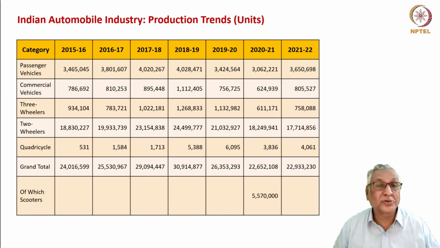As by now you know, the Indian automobile industry is one of the largest industries in India. At its peak, the industry has produced 31 million vehicles, of which as many as 25 million vehicles are two wheelers. We have a sizable passenger vehicle production of 4 million vehicles, commercial vehicle production of 1.1 million vehicles, three wheeler production of 1.3 million vehicles, and very small quadricycle production. Although because of COVID and the softening of the economic cycles, the production has come down.